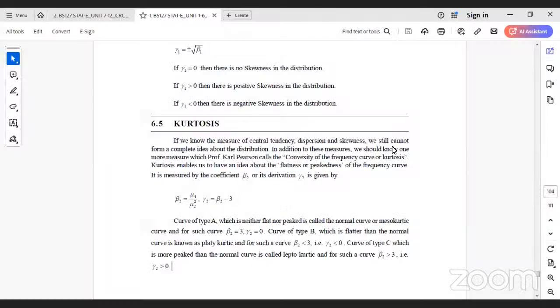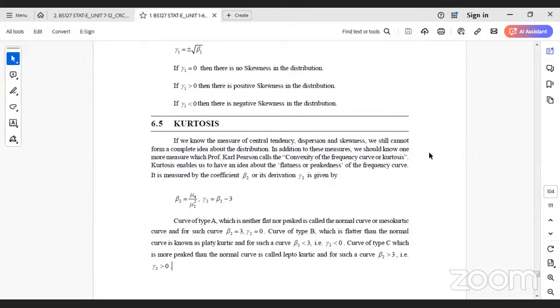The flatness or peakness of the frequency curve is measured by the coefficient B2 or its deviation. Gamma 2 is given by B2 = mu4 by mu2 square, and gamma 2 is equal to B2 minus 3. So the curvature means B2 = mu4 by mu2 square, and gamma 2 = B2 minus 3.